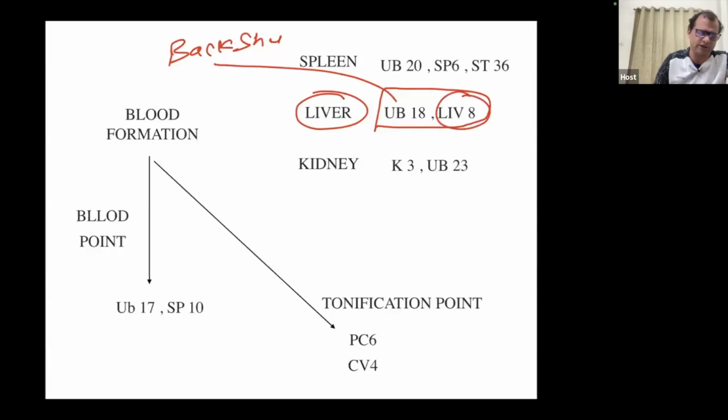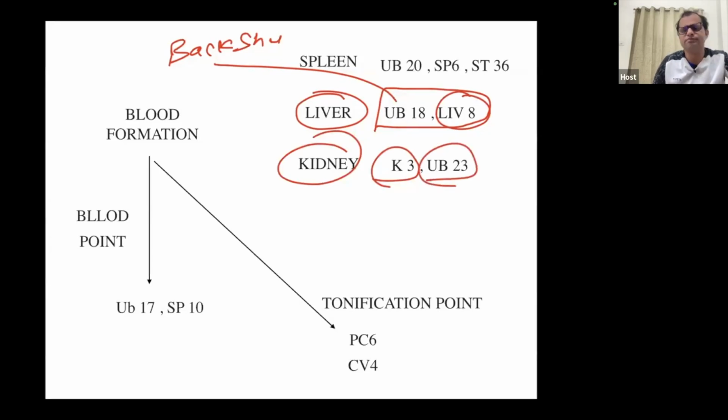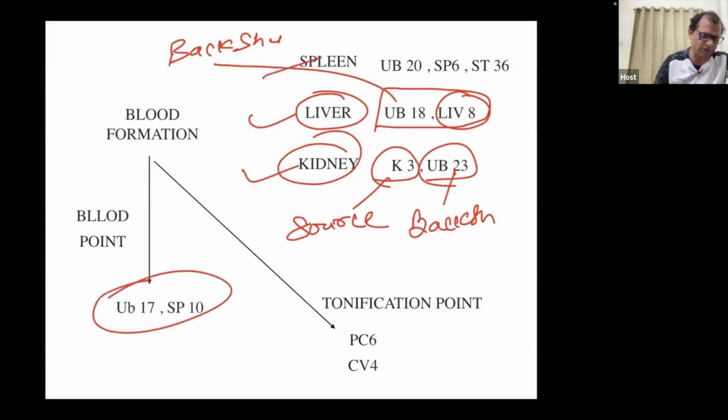Now finally we will activate the kidney. Kidney 3 is a very good point of the kidney, and urinary bladder 23 is the back-shu point of the kidney. So this is the back-shu point of the kidney, and this is the source point of the kidney. With the help of this point protocol, we have activated the kidney, liver and spleen, and the special point of blood. And finally, we will add two more points.